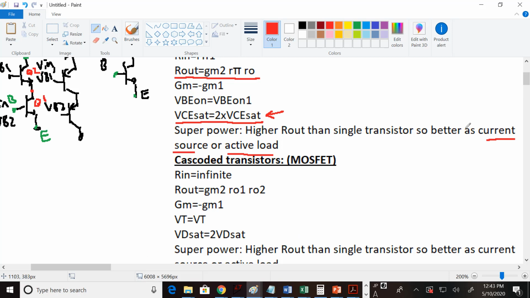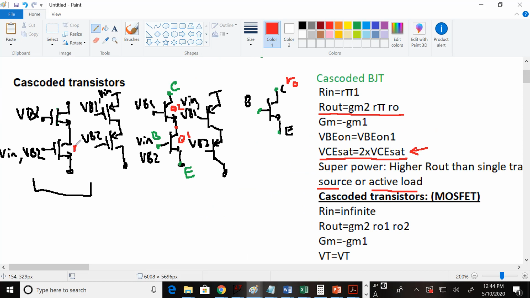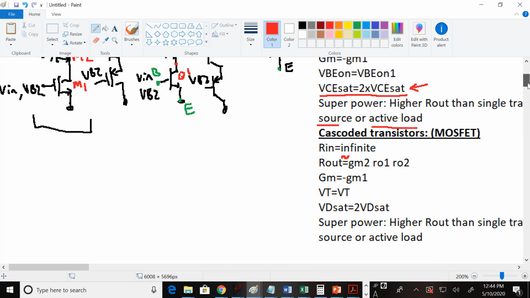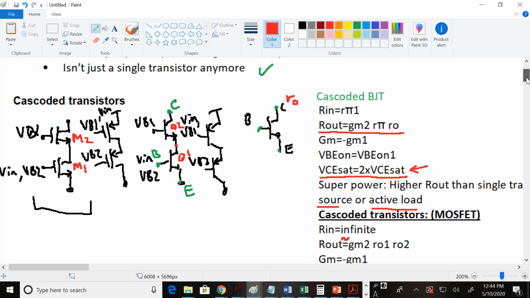So if you call this M1 and M2, it's the RO of the two transistors multiplied. You'd think that because they're in series you would add them, but if you do the small signal analysis, you'll see that R out is approximately GM times RO times RO1 times RO2. The GM is the same, the VTs are the same, and it has the same problem that you need two VDSAT because you have two transistors and you want them both to be in the forward active region.